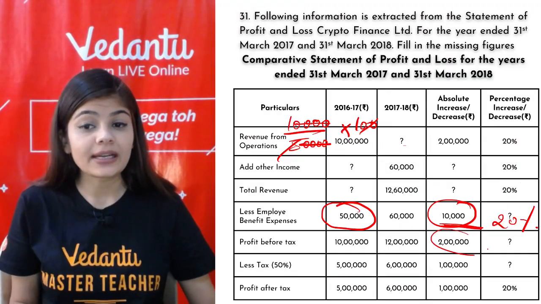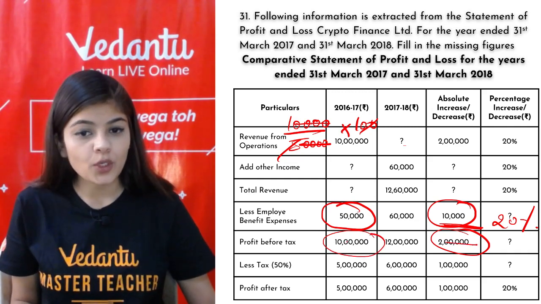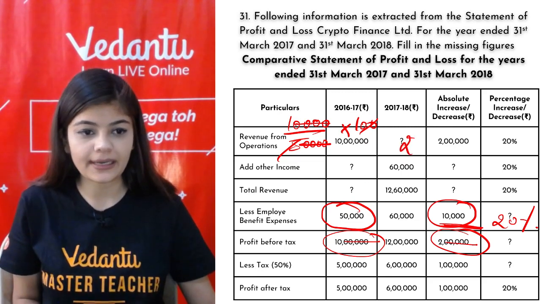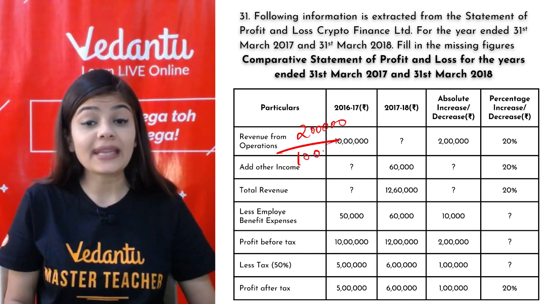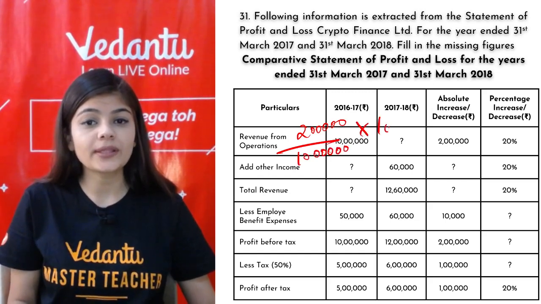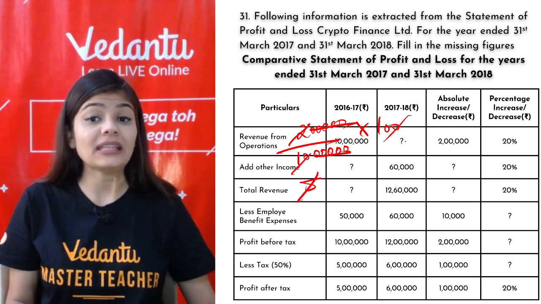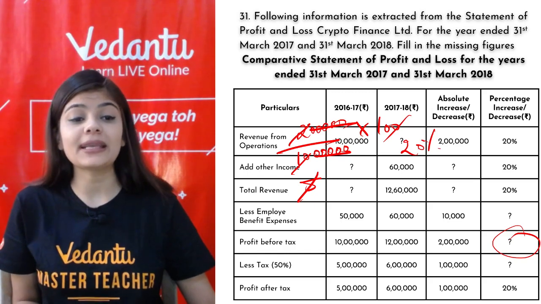2 lakh divided by 10 lakhs. 0 to 0 cancel. Let me write it. 2 lakh divided by 10 lakh multiplied with 100. So 0 to 0 cancel, 2 multiplied by 5, and again the percentage will be 20%. So we can calculate the percentage easily.